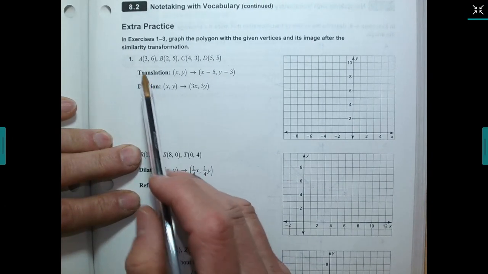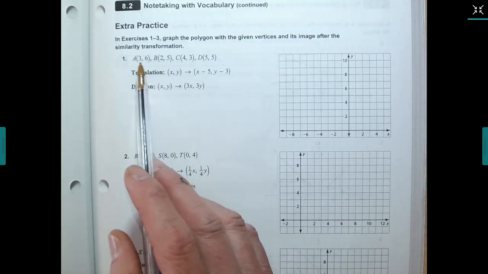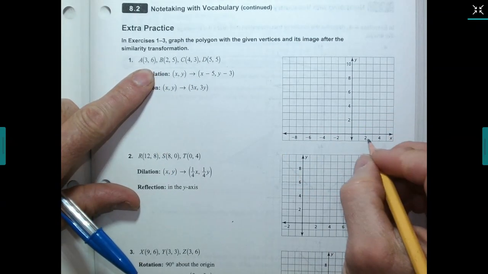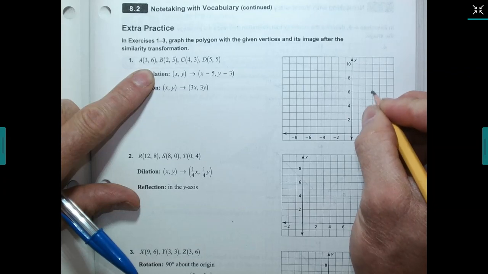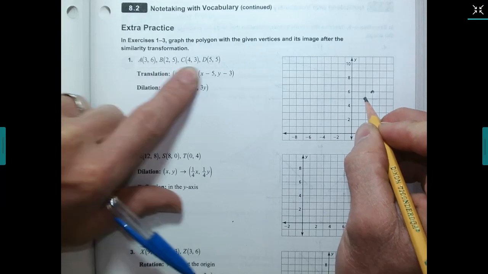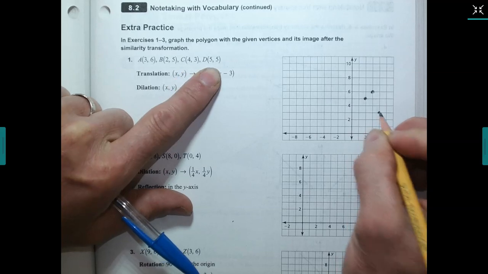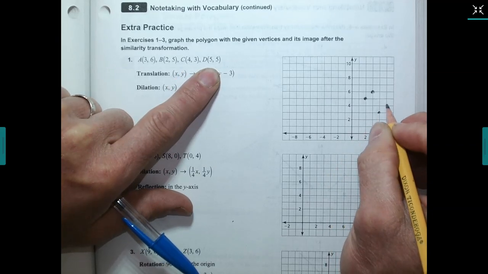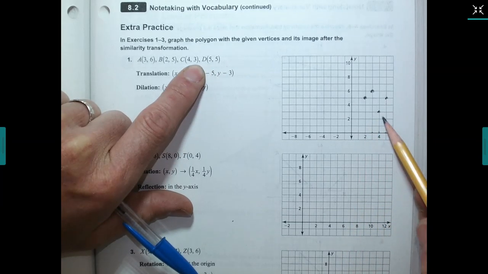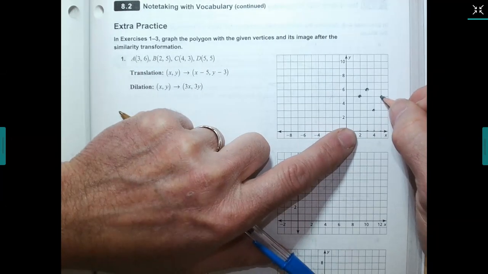You see there's two things that we're going to be doing to our original shape. So we're going to go ahead and put in our original shape here. So 3, 6, 1, 2, 3, 6, 2, 5, 4, 3, and 5, 5. So there's our original shape.